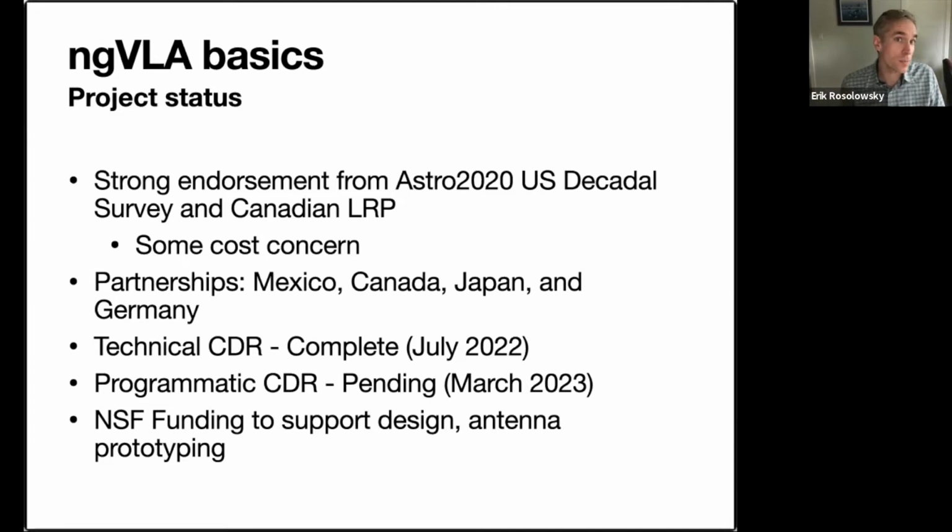The NSF is providing some support for design and antenna prototyping right now. So the project is being carried forward for the next few years to the point where the next big stage is really the overall go, no go on the project when we go to NSF and presumably to our other partner country funding agencies.